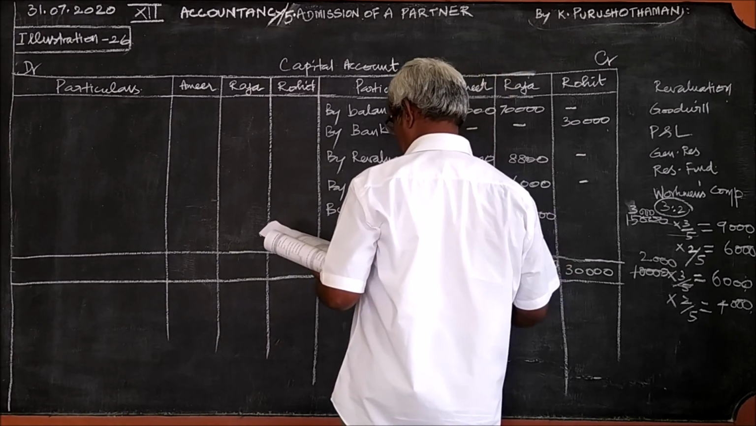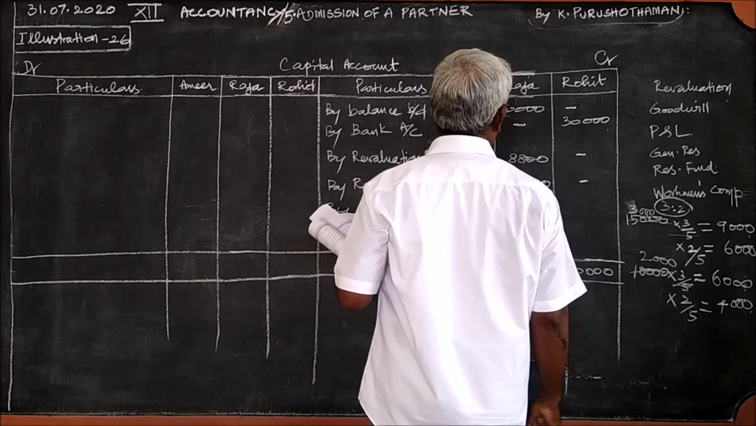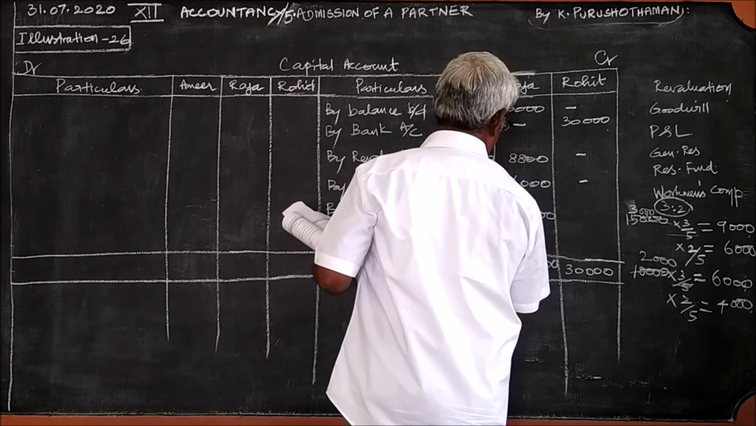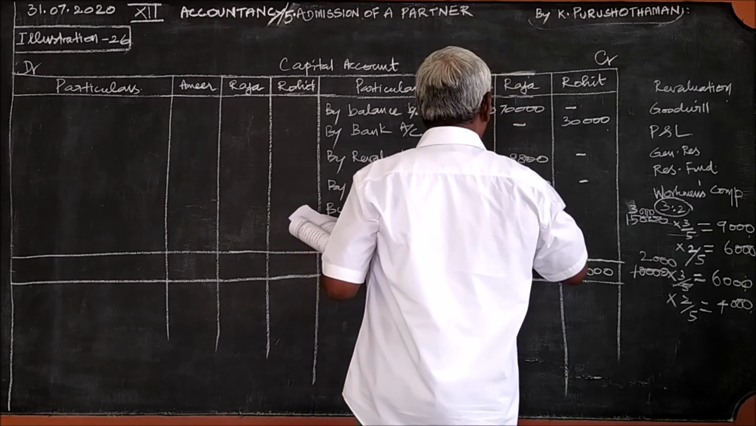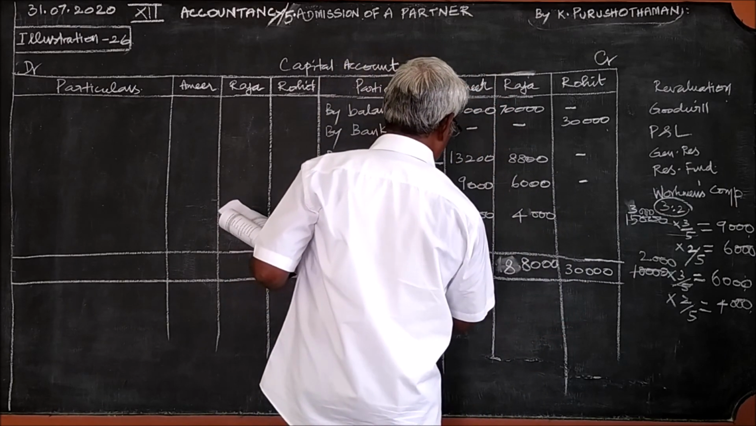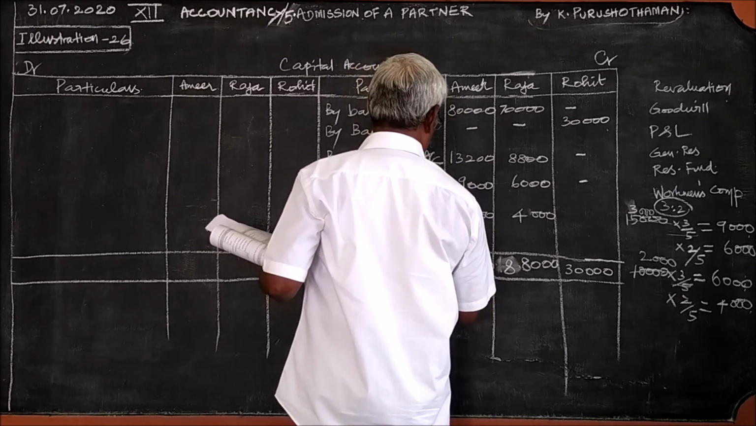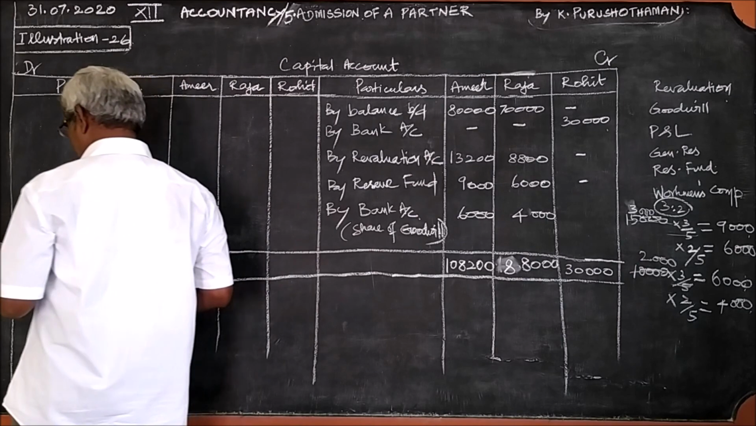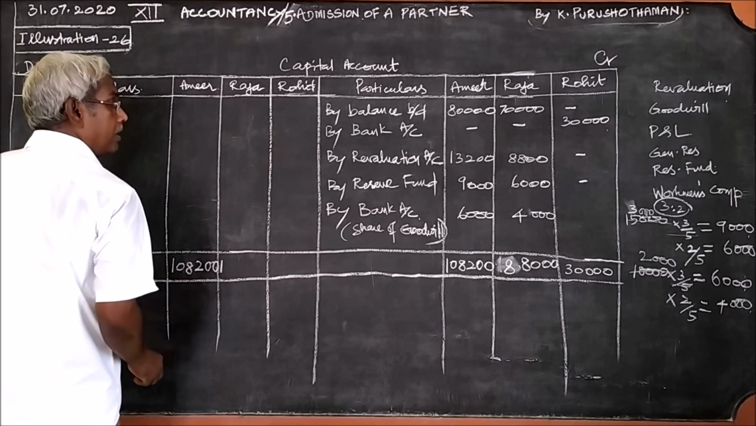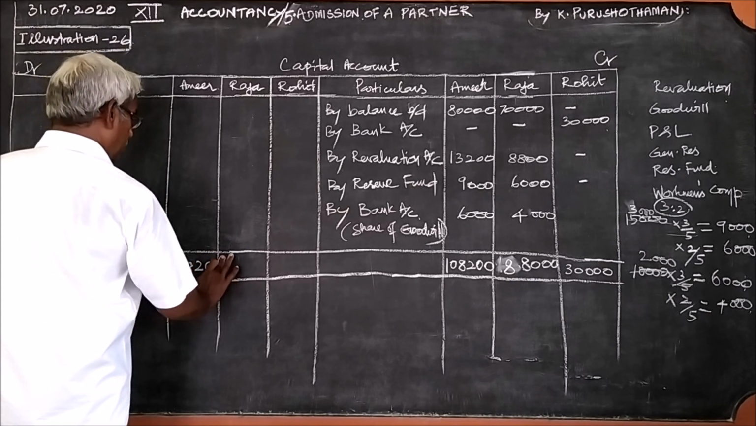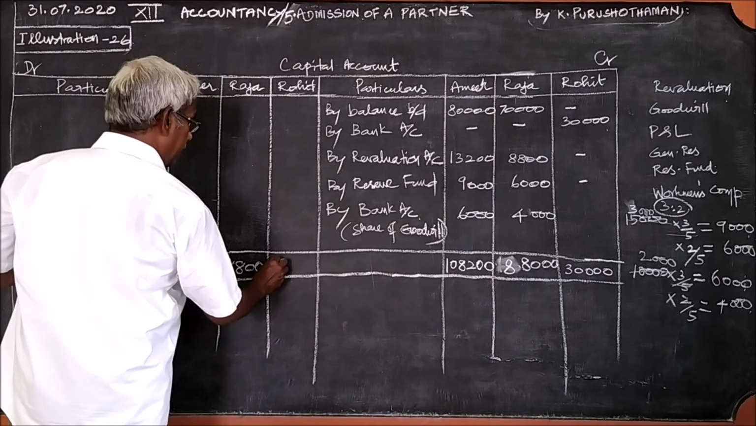$1,68,000. This is total. 1,08,800. 88,000. 88,000. Here 200. $1,08,200. Here on the debit side, nothing is there, therefore you write the same total. And second one, 88,000. Then the third total is 30,000.